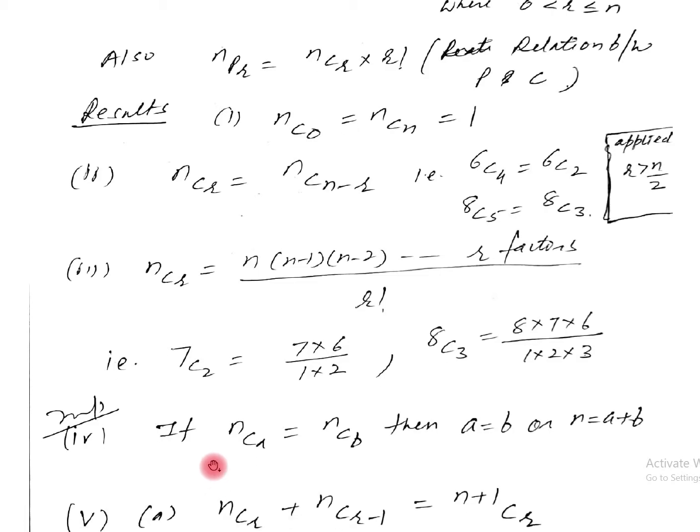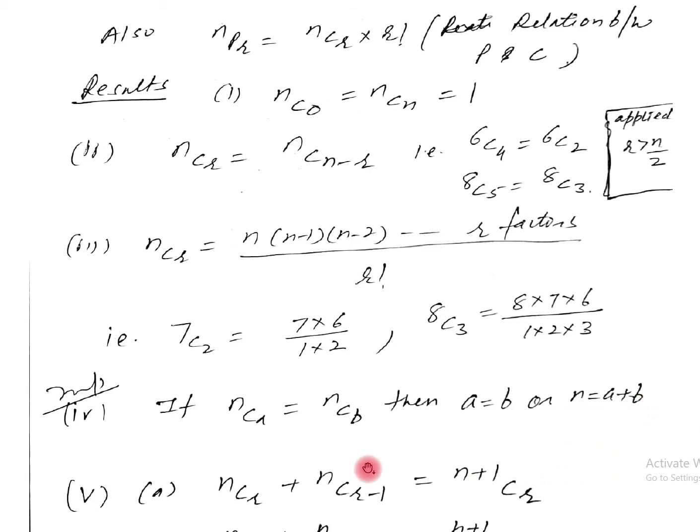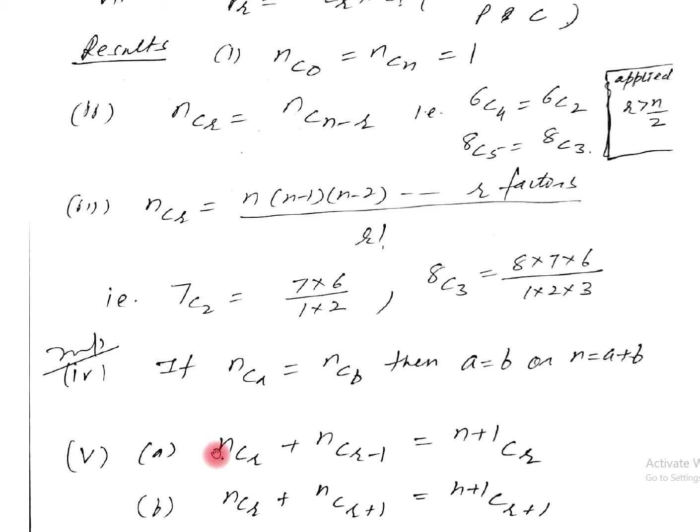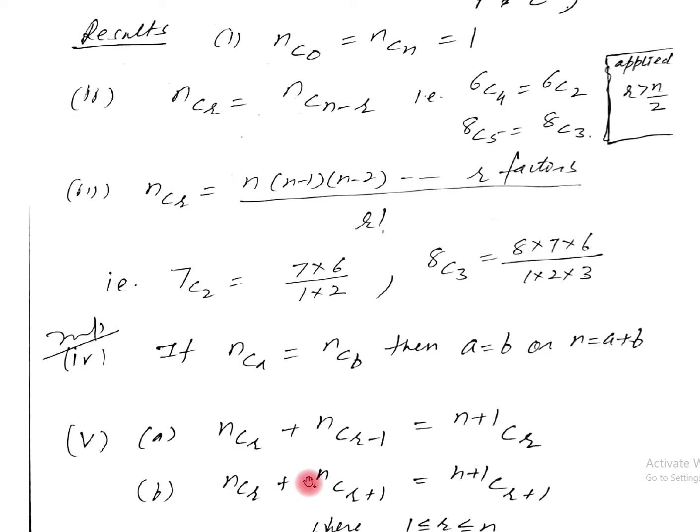And the fourth is one of the important results. If nCa equal to nCb, then either a equal to b or n equal to a plus b. See it again. If nCa equal to nCb, then either a equal to b or n equal to a plus b. And the fifth result is here, sometimes it can be used: nCr plus nC(r minus 1) is equal to (n plus 1)Cr. And its second part is what? nCr plus nC(r plus 1) is equal to (n plus 1)C(r plus 1).